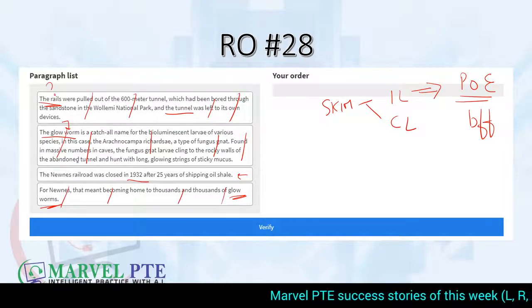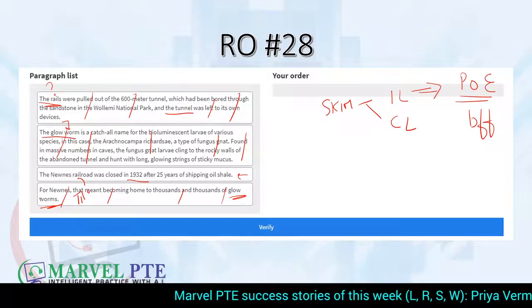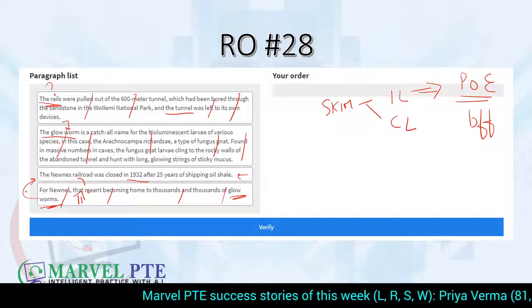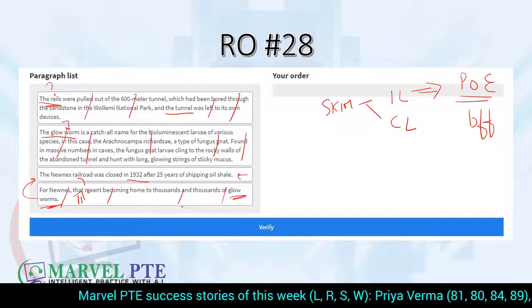And we are going to eliminate this also. Why? Because over here there is a pronoun which is "that". What has happened, there would be something which has already happened, and this is that thing which has happened. So that's why we are going to eliminate this line as our independent line.